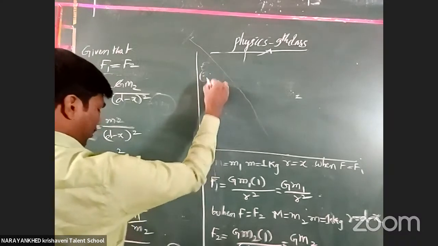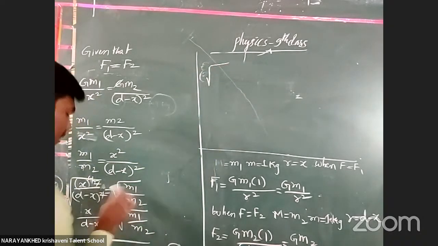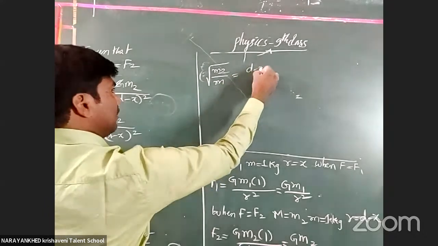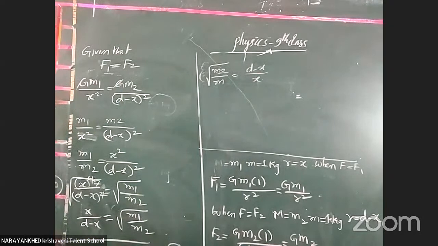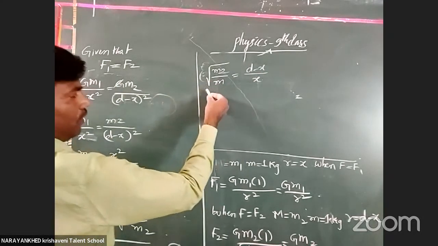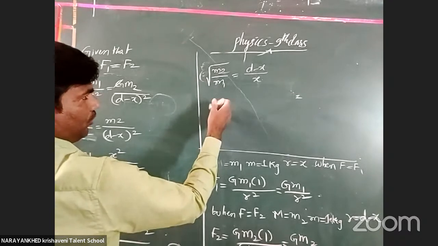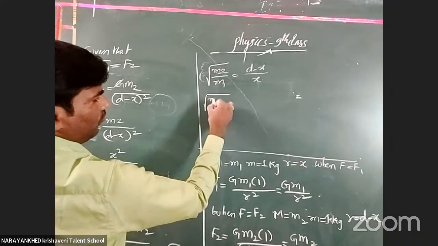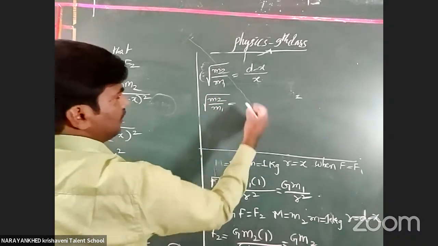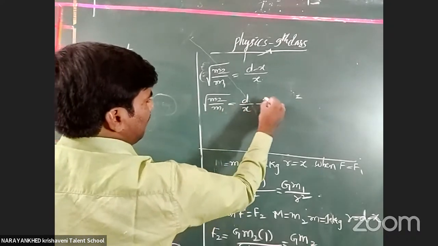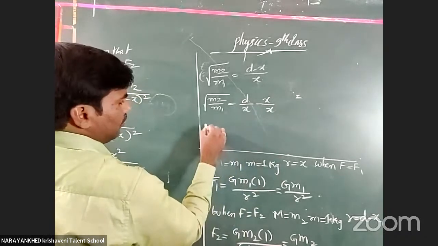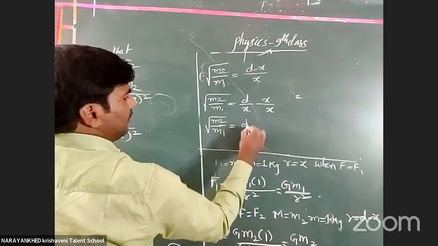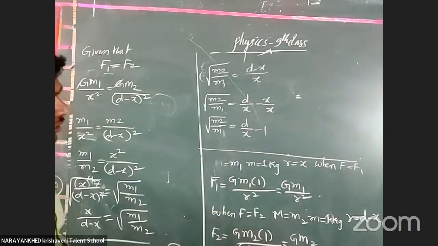Make it here under root of m1 by m2. It is also written as m2 by m1, d minus x by x. Readable or not? I am just changing the denominator into the numerator. Now that it is the numerator, it is taken as under root of m2 by m1 is equal to d minus x by x. It is also written as root of m2 by m1 is equal to d by x minus 1. Got it or not?